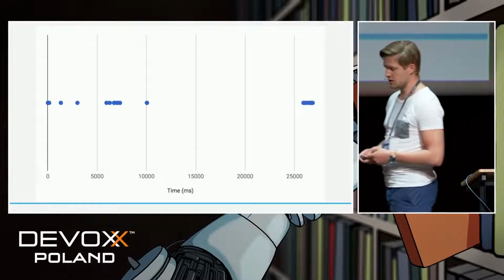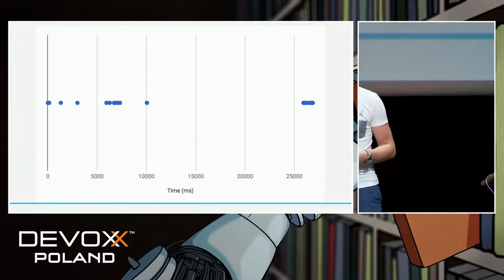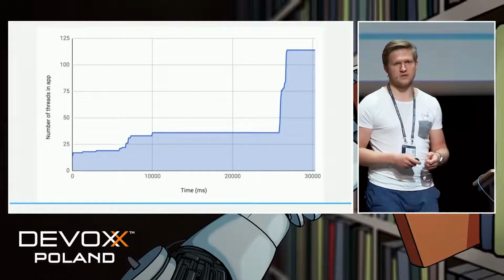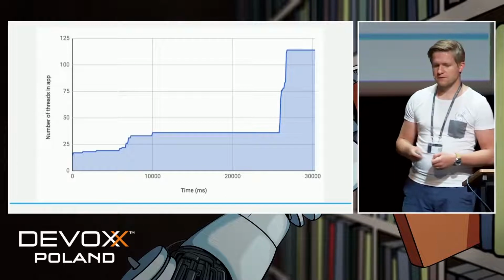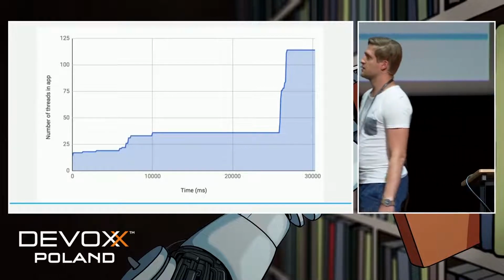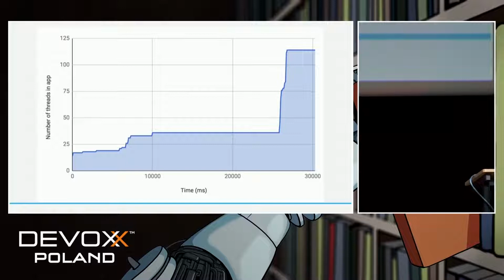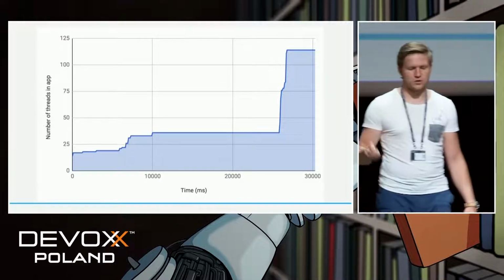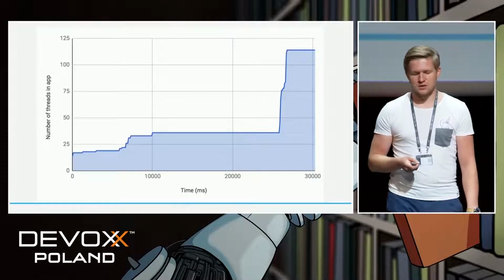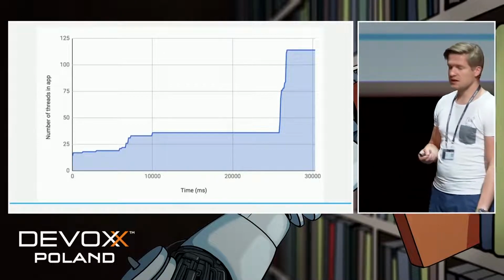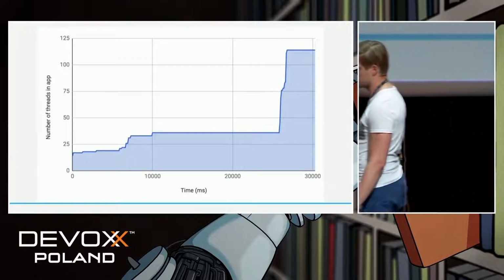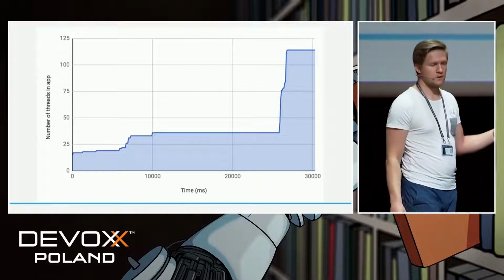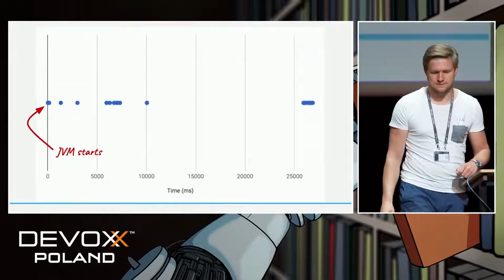And to give you a better understanding of how many threads are there, this is the same data, just plotted in a slightly different way. So in the very first few milliseconds, there are like 20 new threads created. After a while, there come more. It's like 30 of them, around the 7-second mark. And then after a long, long time, around the 25-second mark, you can see there are like 80 new threads created. Why? What happens at those moments?